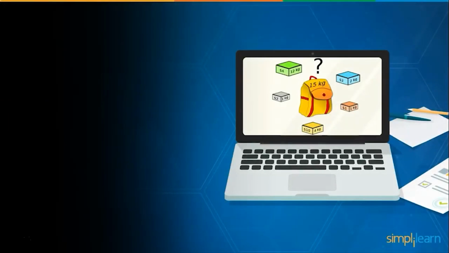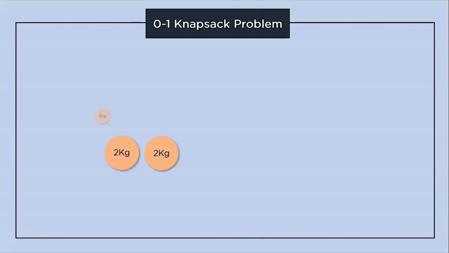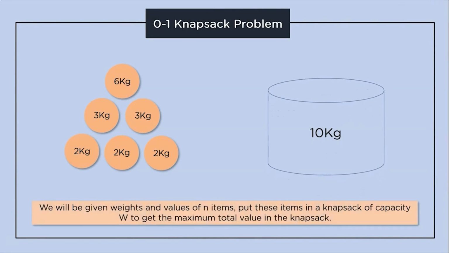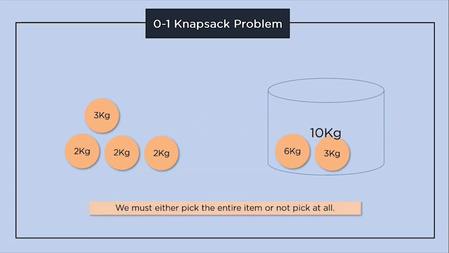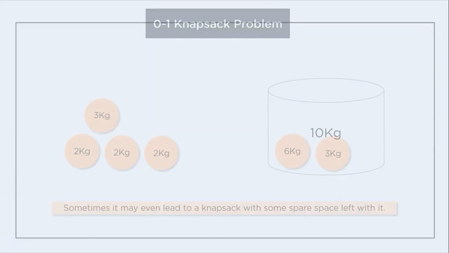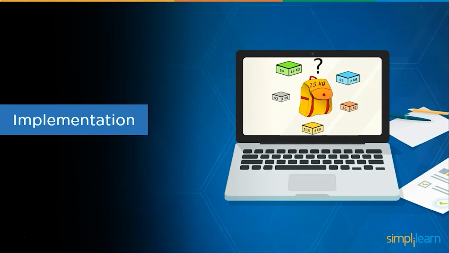Now let's discuss the 0-1 knapsack problem. First, we will be given weights and values of n items, in this case 6 items on the left. We will put these items in a knapsack of capacity W, or in this case 10 kgs, to get the maximum total value in the knapsack. But we can't break an item, so we must either pick the entire item or not pick it at all. Due to this, it may sometimes lead to a knapsack with some spare space left. Now, let's try to implement this in the code editor.